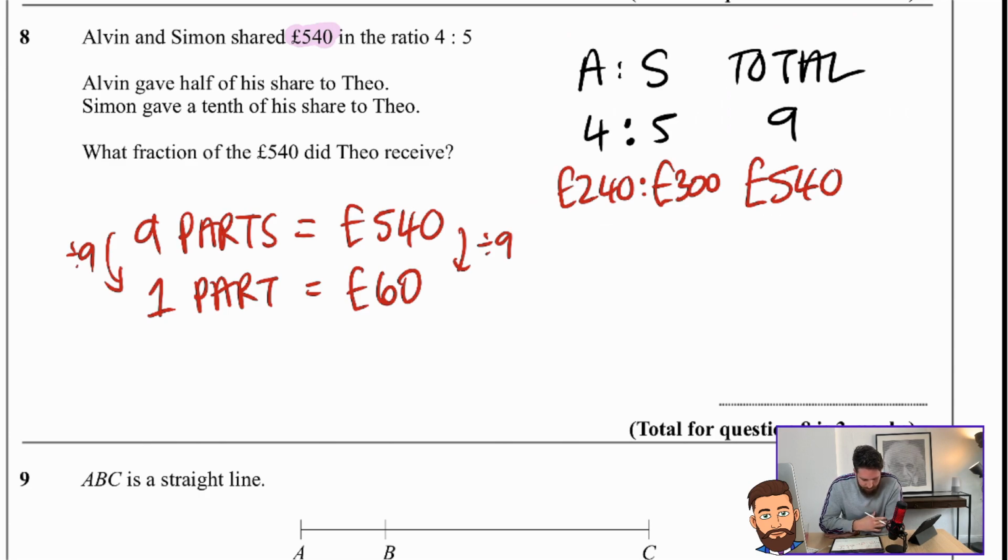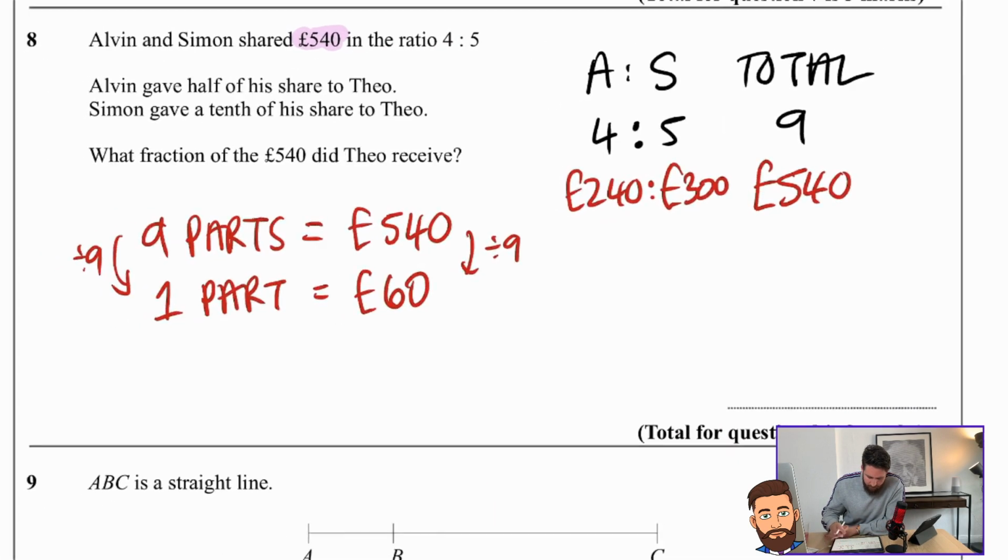We haven't answered the question yet, because it says Alvin gives half of his share to Theo. Okay, so Alvin gives half of his share to Theo. So how much does Alvin give to Theo? Alvin gives to Theo half of his share. So half of 240 would be 120.